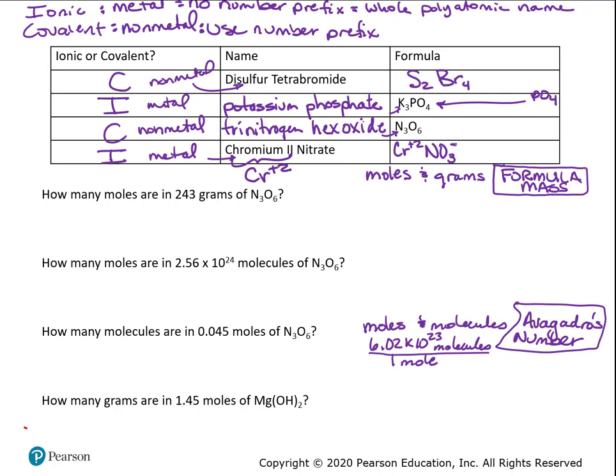It's a -1. Okay, so notice that the charges are not the same. I've got to swap them. So how many chromiums will I end up having? One chromium. How many nitrates? 2.